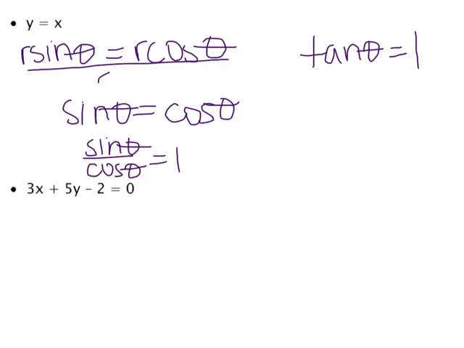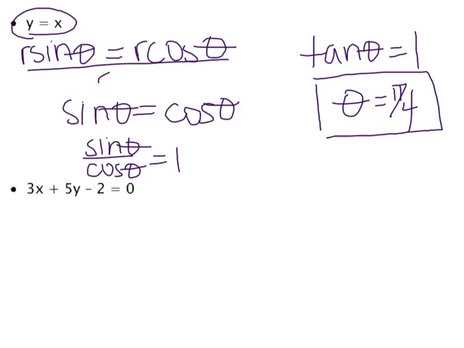Okay, where is the tangent of theta equal to 1? Well, that happens at pi over 4. So here we have y equals x. We know that's a line that goes through the pole at a 45-degree angle. So this theta equals pi over 4 is representing a line going through the pole at a 45-degree angle.